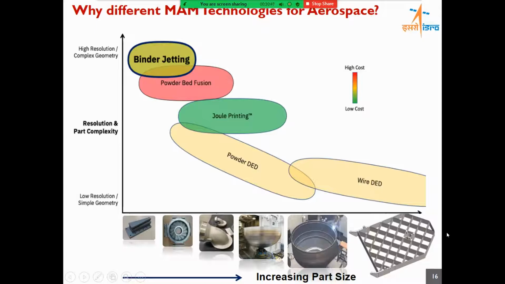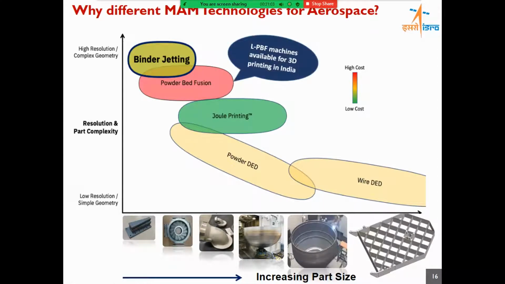Whereas this axis is the part size. So when the part size is increasing, of course, the resolution and the complexity reduce, and you can go for either powder directed energy deposition or wire directed energy deposition. So these are a few examples of different parts, classified size wise, and under which technique they fall.